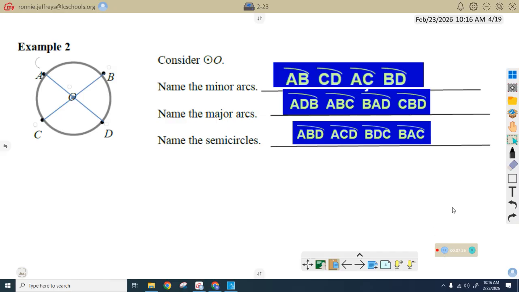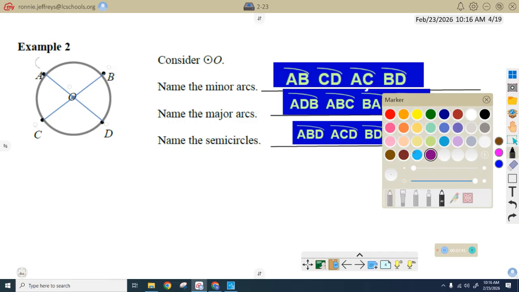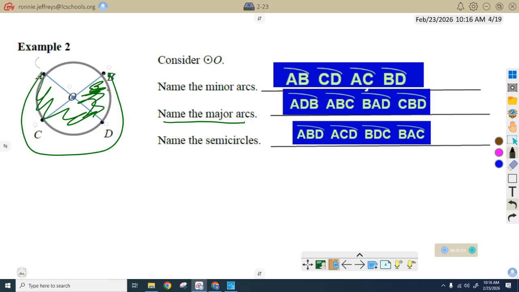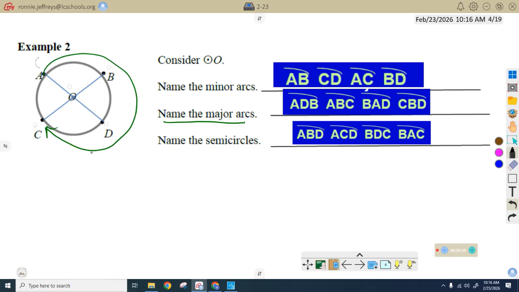So, the question was asked during the pause about major arcs and semicircles. Let's look at this. Major arcs, okay, ADB. It matters which way it goes. Basically ADB is this whole thing right here, which is larger than a semicircle. Okay, ABC, again, the way it's listed, it matters.